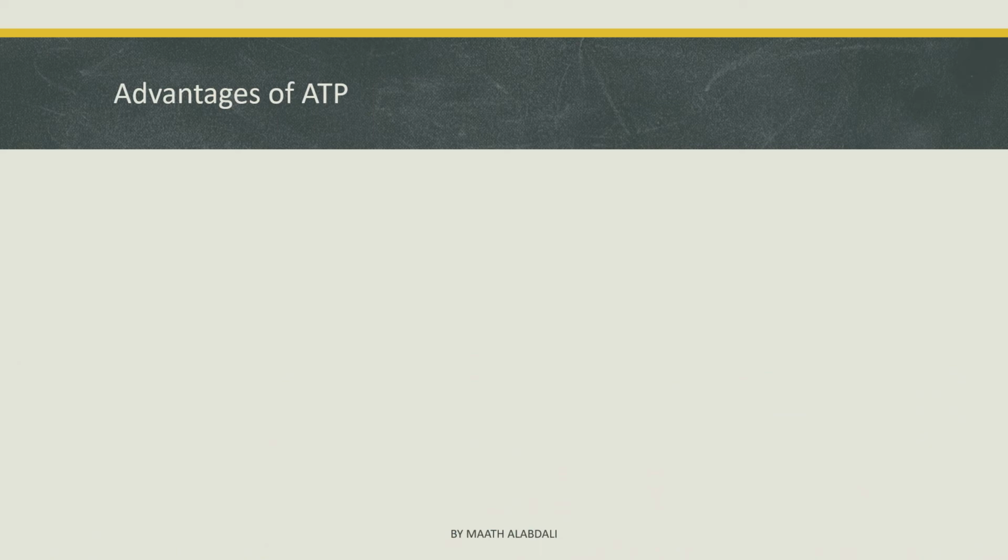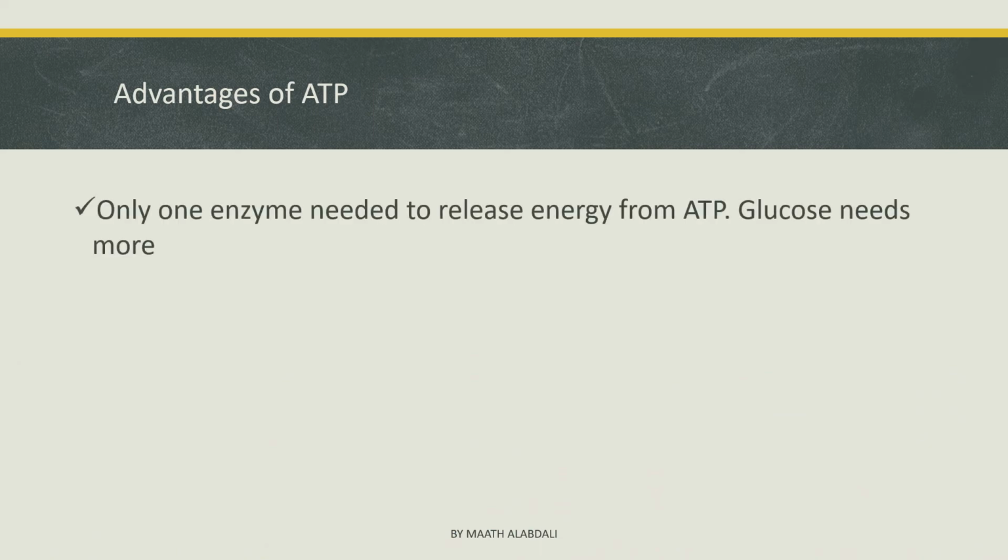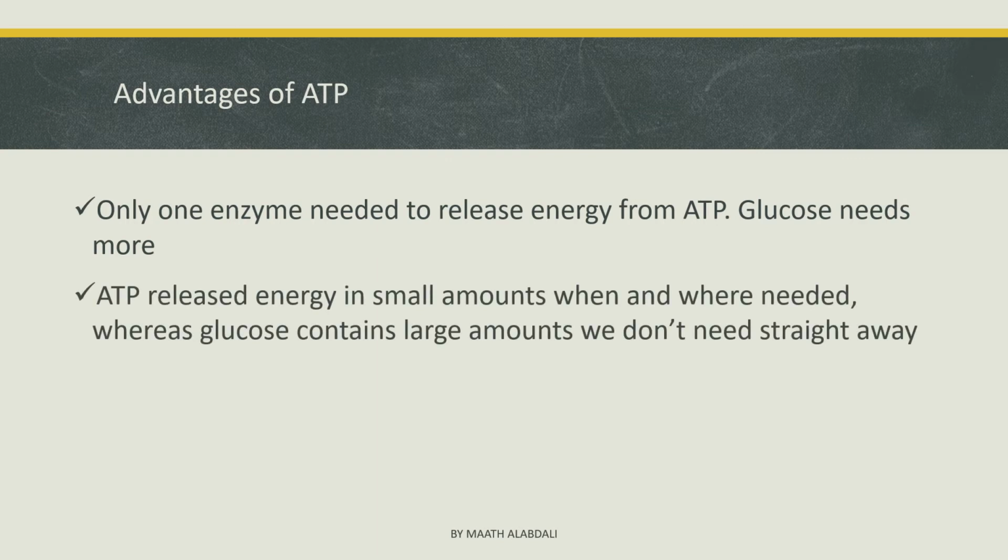Okay, so the advantages of ATP is that only one enzyme is needed to release energy from ATP. However, if we compare it with glucose, it needs more. ATP releases energy in small amounts when and where needed, whereas glucose contains a large amount of energy we don't need straight away. So we can say that the disadvantage of ATP is that it does not store energy.